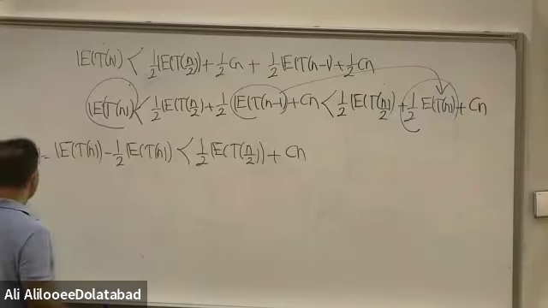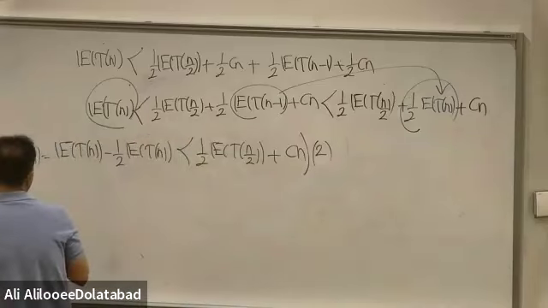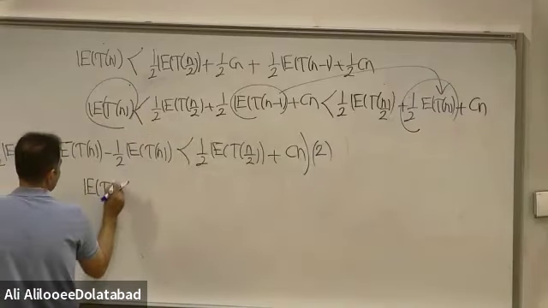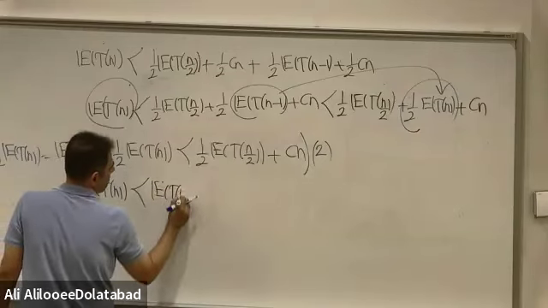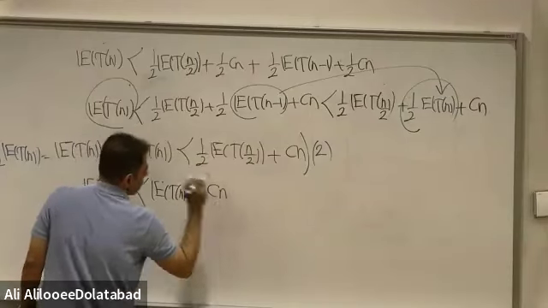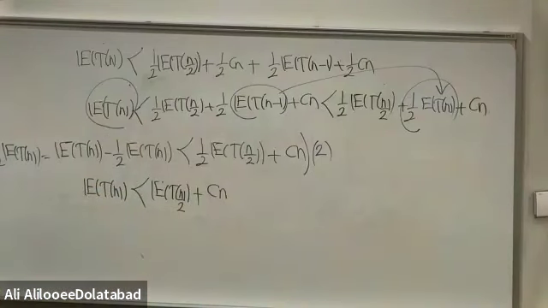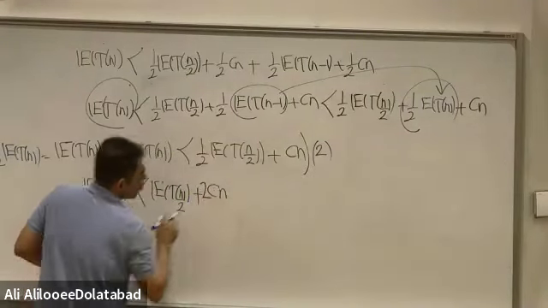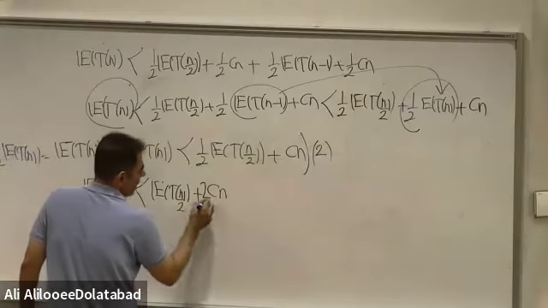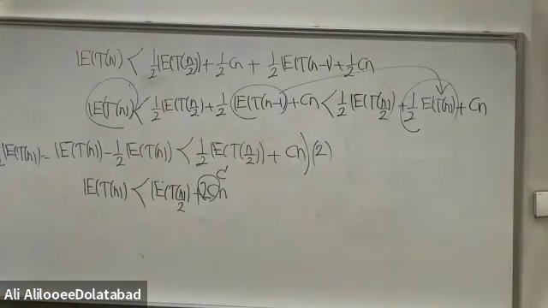You will multiply both sides by 2 to get rid of this 1/2, then you have E of Tn less than E of Tn over 2 plus... This is not actually Cn, this is actually 2Cn, because you multiply both by 2. But 2Cn is constant, and you can say this is another constant, say C. Doesn't matter. 2 times C and C are the same. Both are constant.